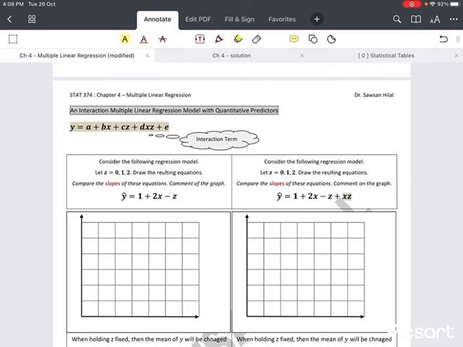بسم الله الرحمن الرحيم. We will continue on chapter 4 اللي هو multiple linear regression. In this video we'll talk only about an interaction multiple linear regression model with a quantitative predictor. So you need to focus on these words, interaction and the quantitative predictors.